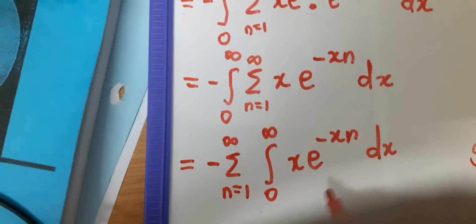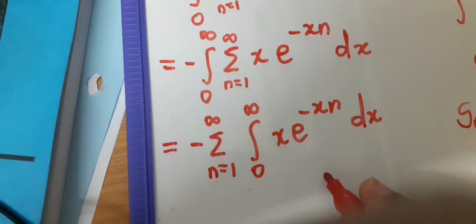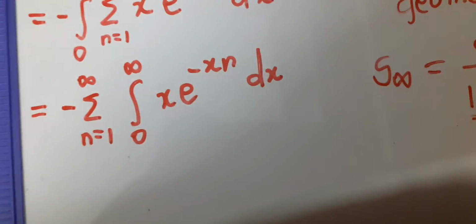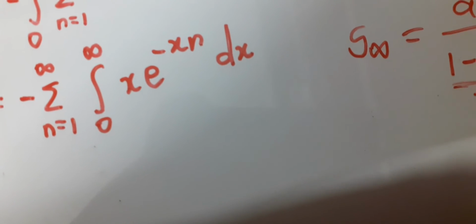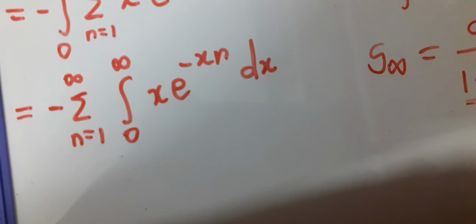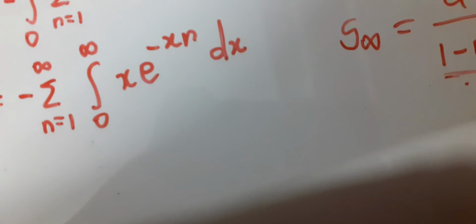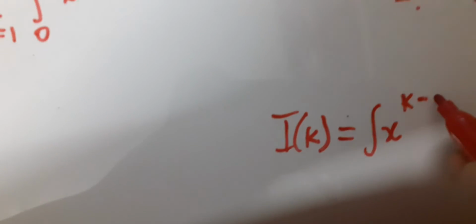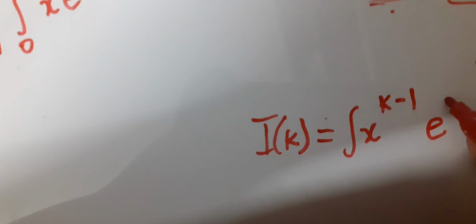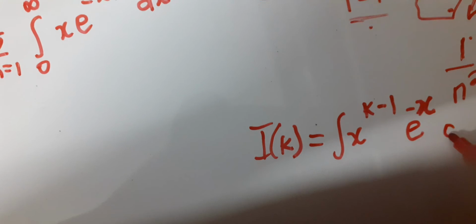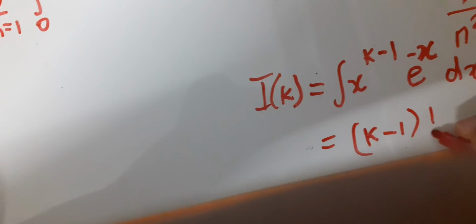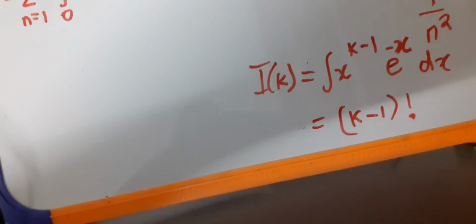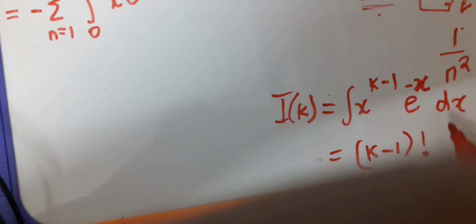So now here you can use integration by parts, or you can use the gamma function, where I equals the integral of x to the k minus 1 e to the minus x dx equals k minus 1 factorial. So we're going to have that.